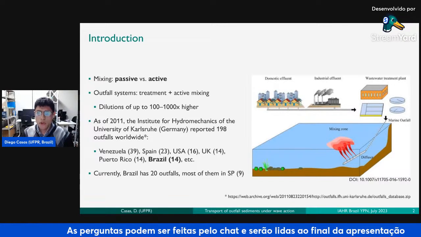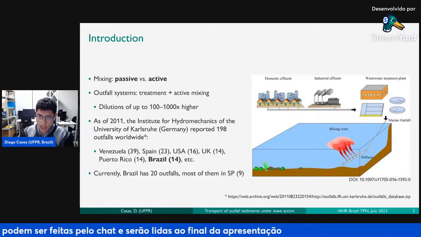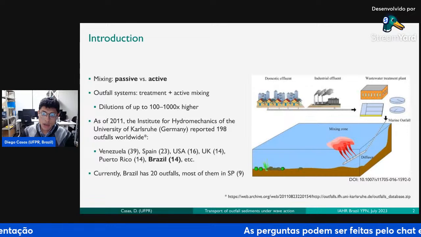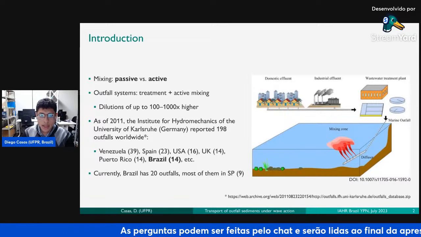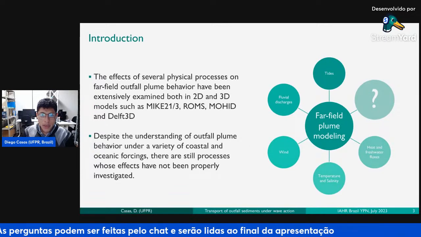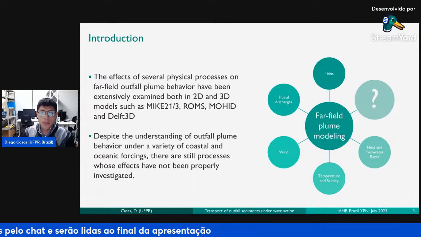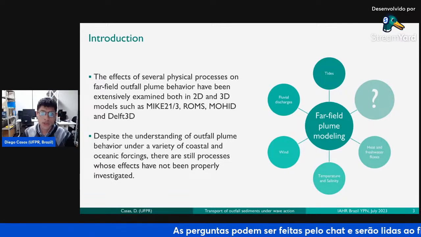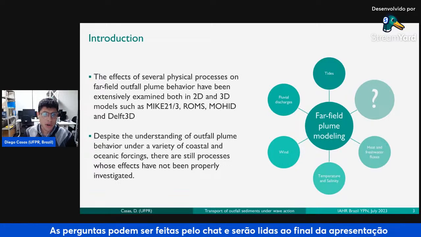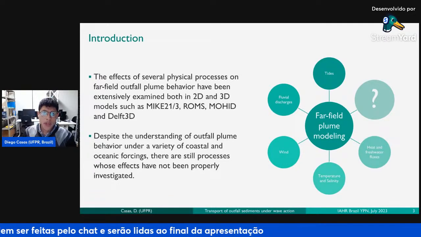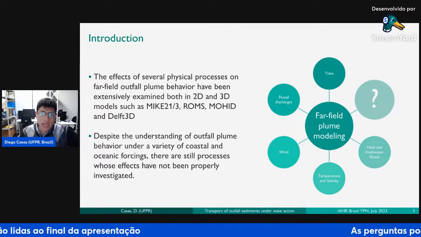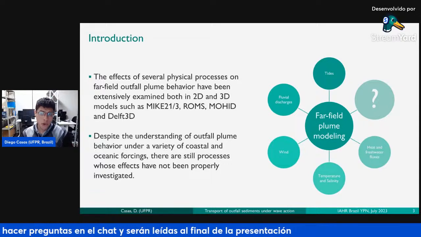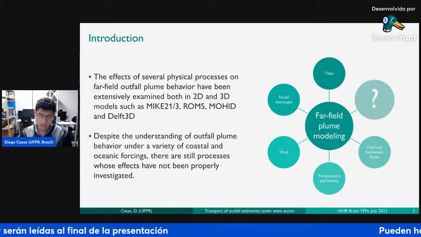In this presentation, we will focus on this far field that I mentioned, because the ultimate fate and long-term transport depends on the far field. Here, for example, the far field plume can be modeled using 2D or 3D hydrodynamic models that usually solve the Navier-Stokes equations. Some examples of these models are Mike 21 or Mike 3. We have ROMS, that is an oceanic circulation model. We have MOHID and Delft3D. We can consider several forcings in our models, for example, tides, astronomical tides.